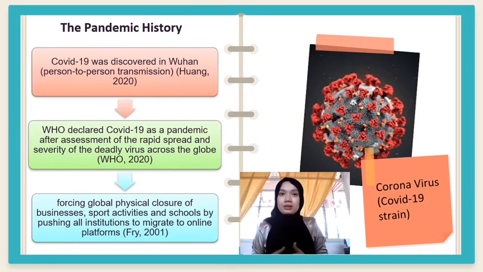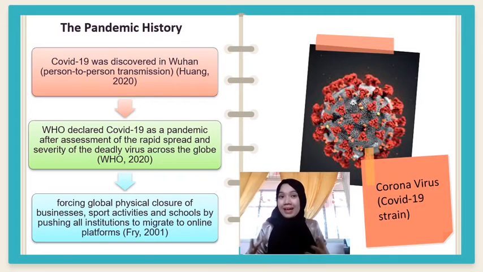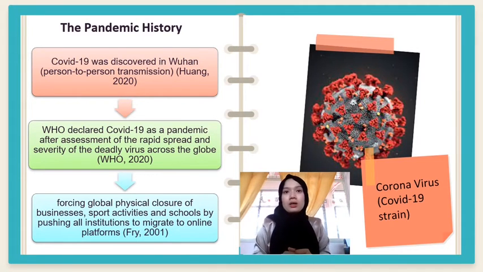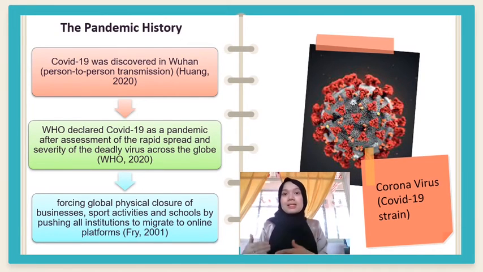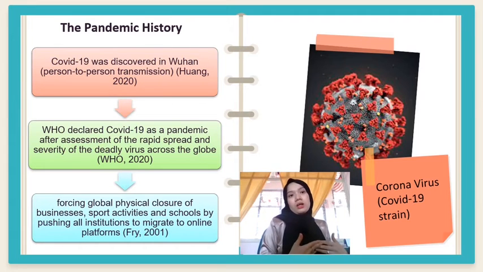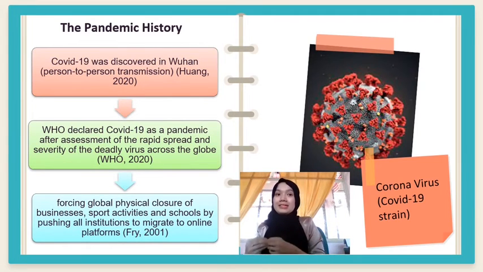Later on, the Director General of WHO, World Health Organization, declared COVID-19 as a pandemic after assessment of the rapid spread and severity of the deadly virus across the globe, with announcement of social distancing as the means to curb the spread of the pandemic. Hence, we are instructed to maintain social distancing as to curb physical contact and in order to curb the dissemination of the disease. This pandemic has forced global physical closure of businesses, sport activities, and schools by pushing all institutions to migrate to online platforms.